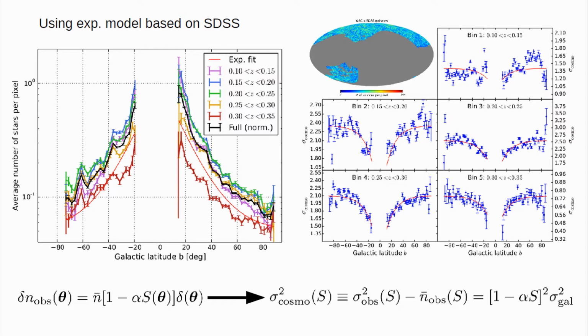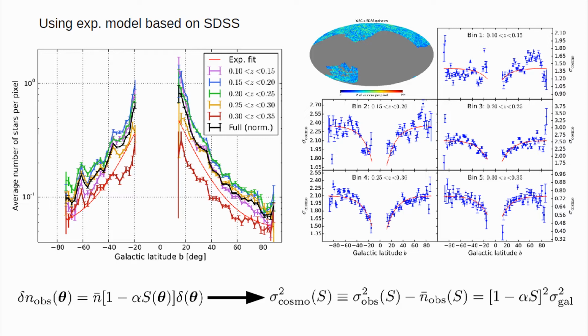So here I can compute the variance for regions with a fixed value of the stellar density. I call this the cosmological variance because I removed the shot noise contribution from it, and it scales like this. Here I'm plotting the standard deviation of this cosmological variance, and it should be constant, because the universe is homogeneous and isotropic, so the variance should be approximately the same everywhere. Of course there will be variations, but you can see the same pattern going to the plane. You can see that the variance goes down, right?